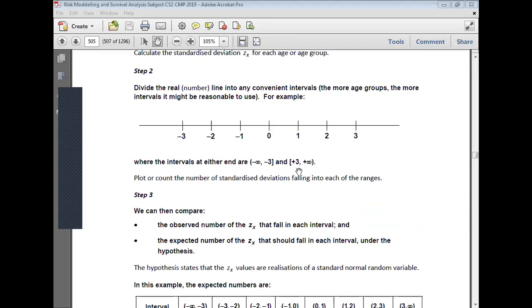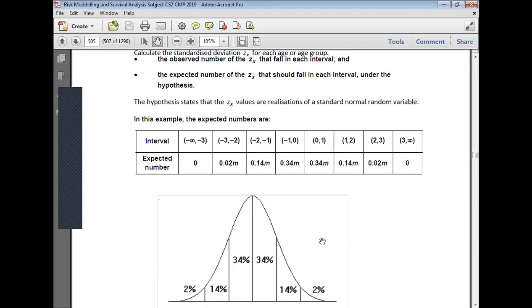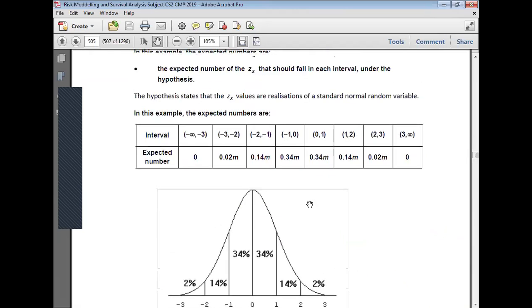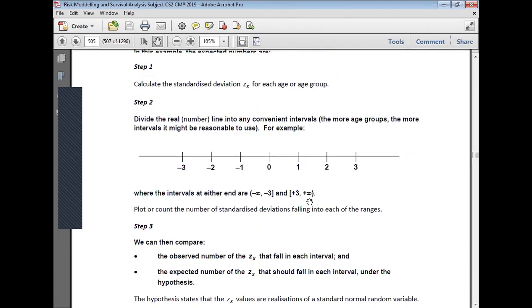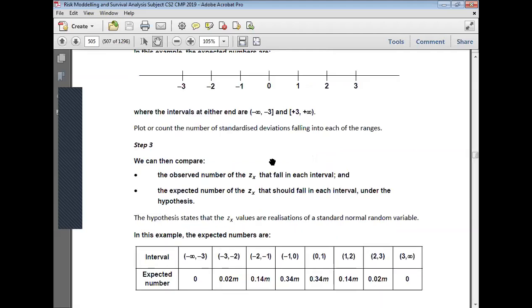So now to be precise, we know for sure that between -1 and 1, we have 68% of our data. And from here to there, we have this much, and only 2% from 2 to 3 and -2 to -3. So what you will do now is you will have this kind of number line, and you will plot all the ZXs that you observe, and you will see which of these intervals they lie in.